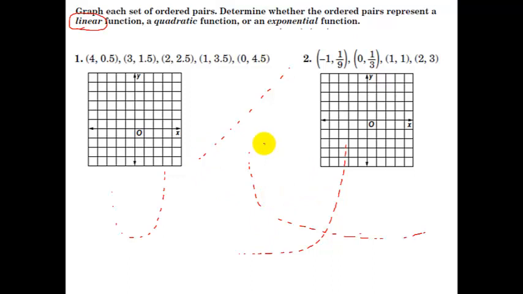And that's it for this section, identifying and finding the equations for these three things that we've learned about. Alrighty, I'll see you in class.